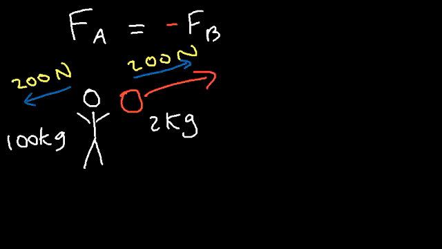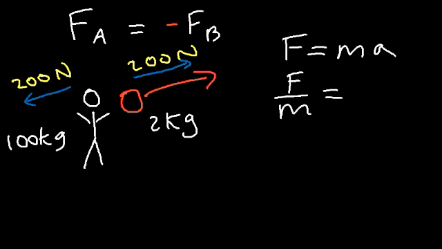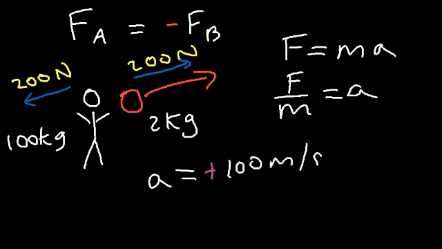Now, what is the acceleration of the person and the ball? Now, we know that according to Newton's second law, F is equal to ma. So the acceleration is the force divided by the mass. So if we take 200 divided by 2, the acceleration will be equal to positive 100 meters per second squared. Now for the person, 200 divided by 100 is only 2. So the acceleration is negative 2 meters per second squared.